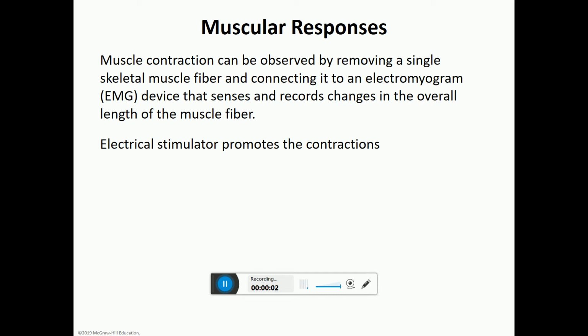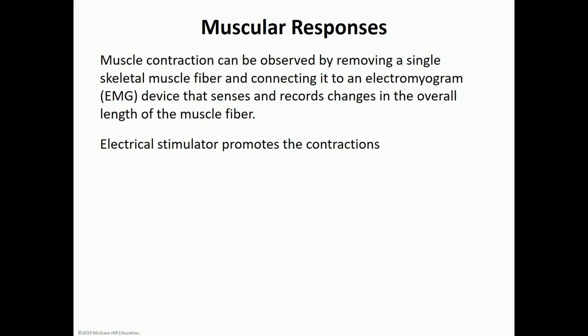So welcome students to part 3, and in this part we are going to be talking a little bit about the muscular response. So in order to record a muscle contraction, patients could be hooked up to an electromyogram or an EMG device where they would be stimulated through the skin. They would get this very minimal electrical stimulation. It does not hurt at all, and that would lead to a muscle contraction. And we could record the electrical changes and the contractions that happen, and we could see it on a device.